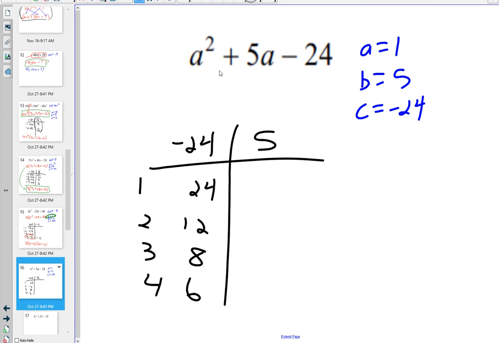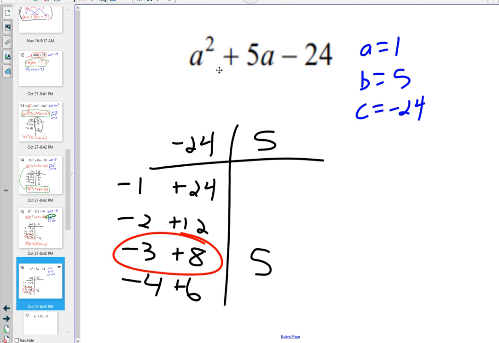When the first column is negative and the second column is positive, what do you know about your factors? One's positive, one negative. That's true, but which one? Because I was more specific with you. The small is negative and the big one's positive. It is the third time today we do one like this. Do any of those add up to a positive 5? Yes, they do.